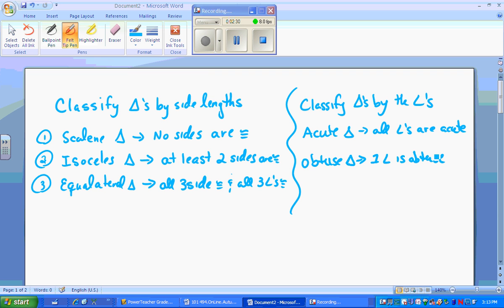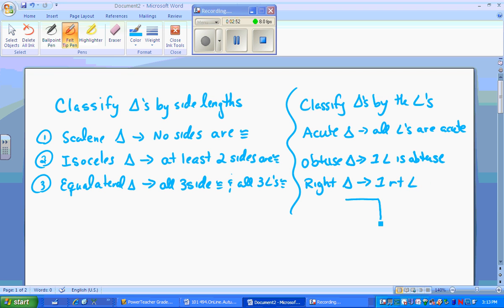Can you have more than one obtuse angle in a triangle? No, because then you'd be over 180 degrees, and that can't happen. And the last type of triangle is the right triangle, and that has one right angle. You can't have 2, because once again we would be over.